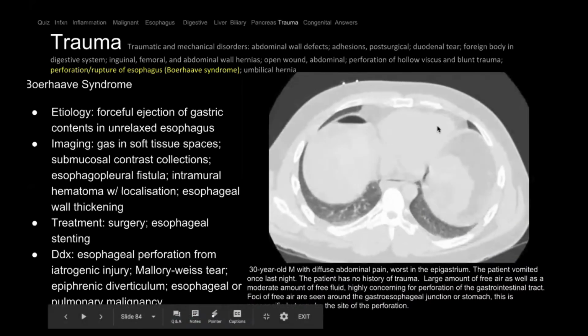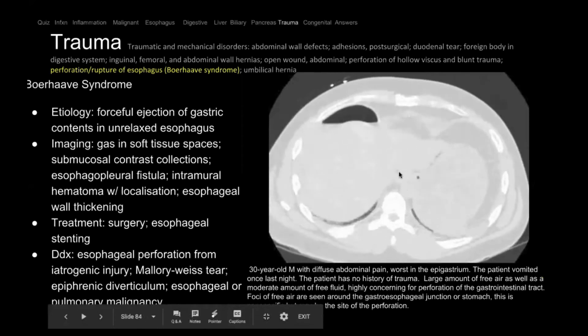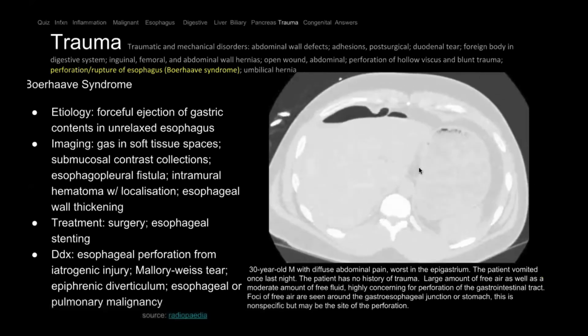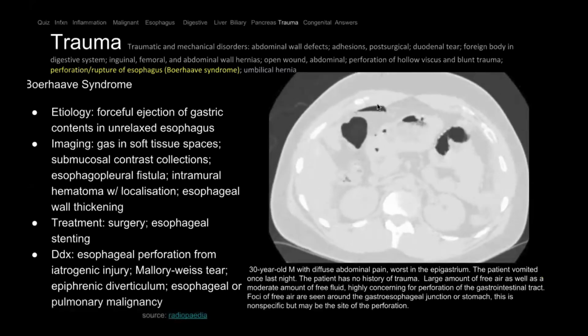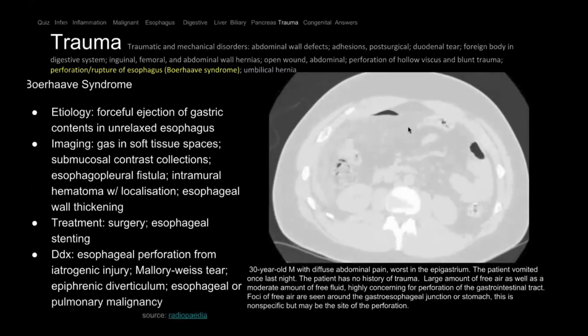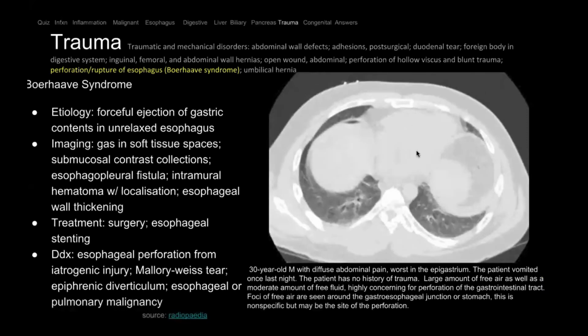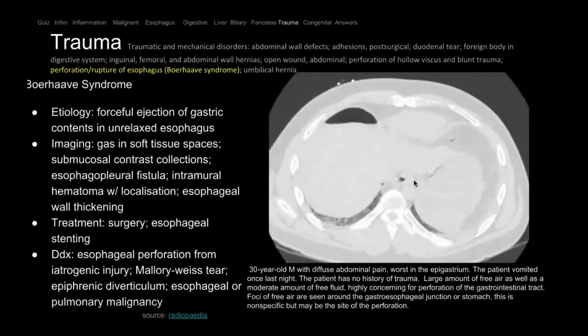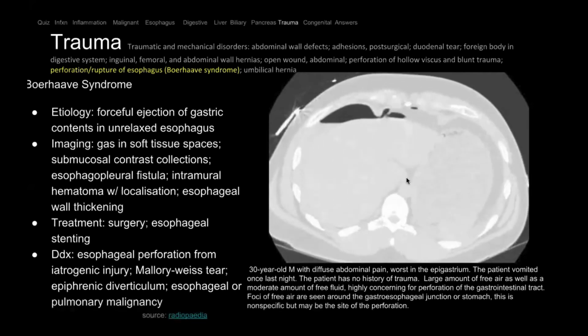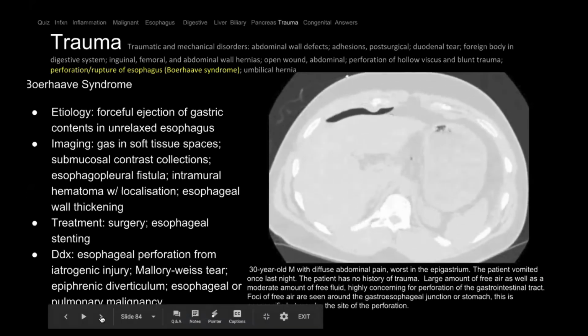So here's a CT of Boerhaave syndrome. The other one was cervical perforation, but here there's free air here, and then there's free air throughout the abdomen. And when it scrolls up, we can see that there's air in the mediastinum. So this is air secondary to perforation.